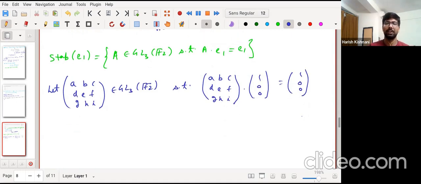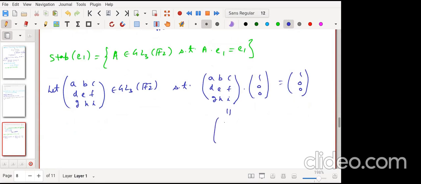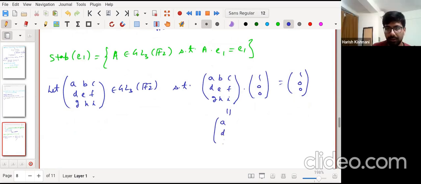So can you tell me what condition we can get from here? What is this after multiplication? After multiplying, we get A equals 1, D equals 0, G equals 0. Yes. So it's A, D, G, which has to be the same as 1 0 0. So this implies A is 1, D is 0, G is 0, right?